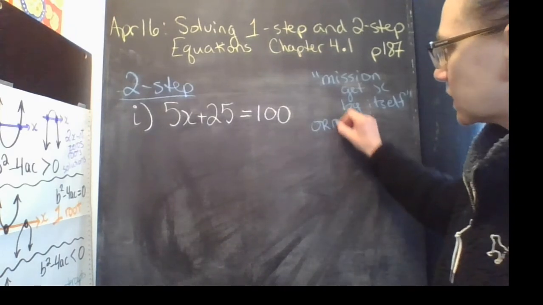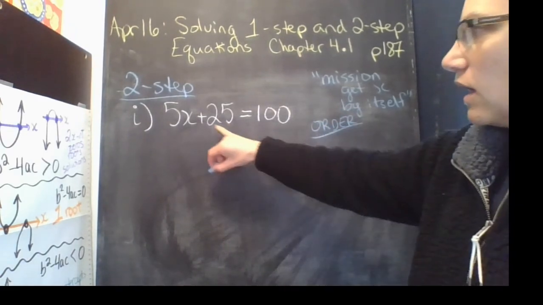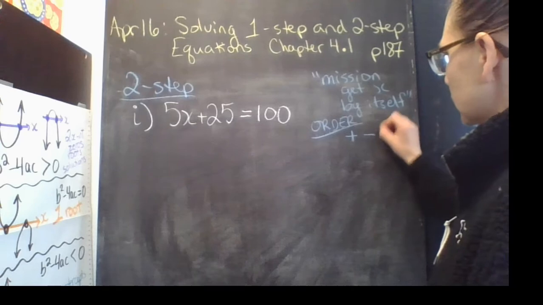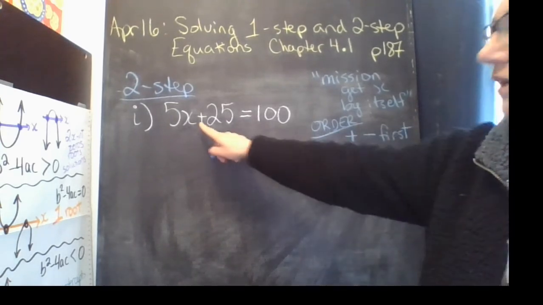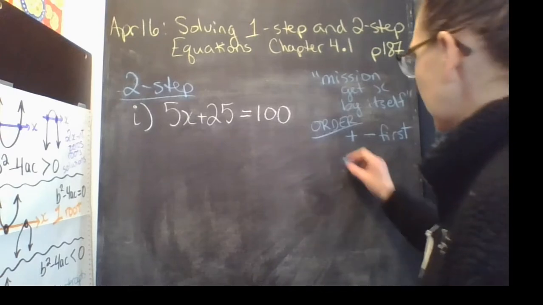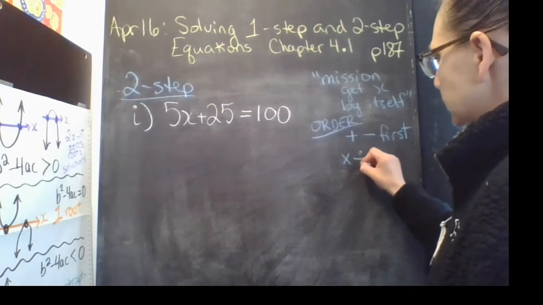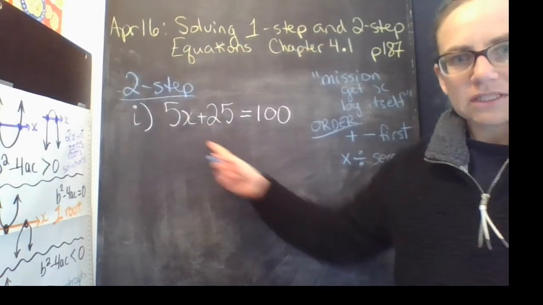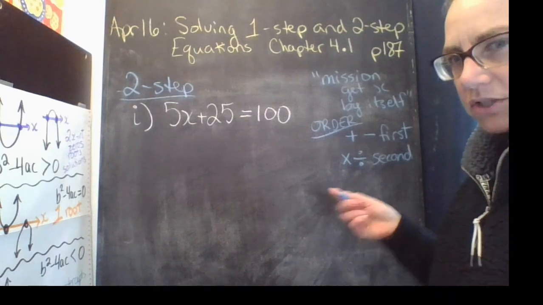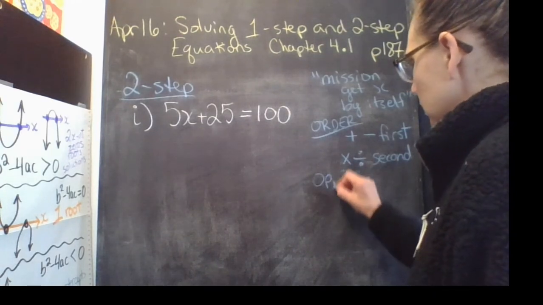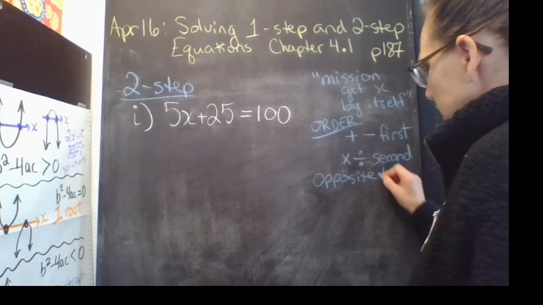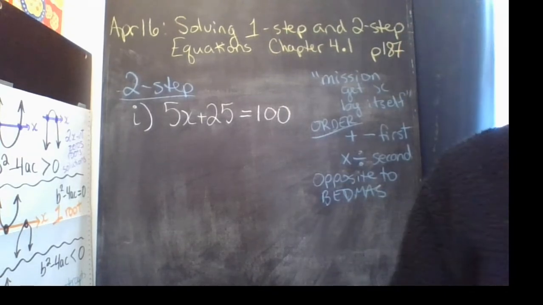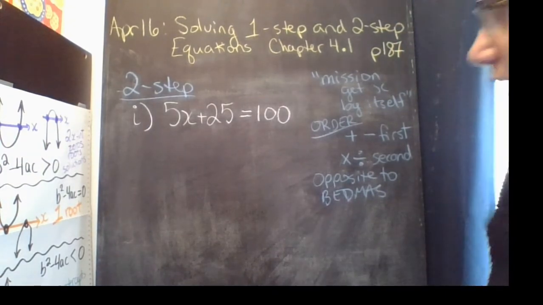So our order, because now I've got more than one thing to do, is I have to move my pluses and minuses first. So anything that's been adding or subtracting, I have to move first. Then I do my multiplying or my dividing second. So when I'm doing the opposites to solve, I'm also doing the opposite order of operation, more or less. Opposite to BEDMAS. Okay, so let's try it out and see how it goes.